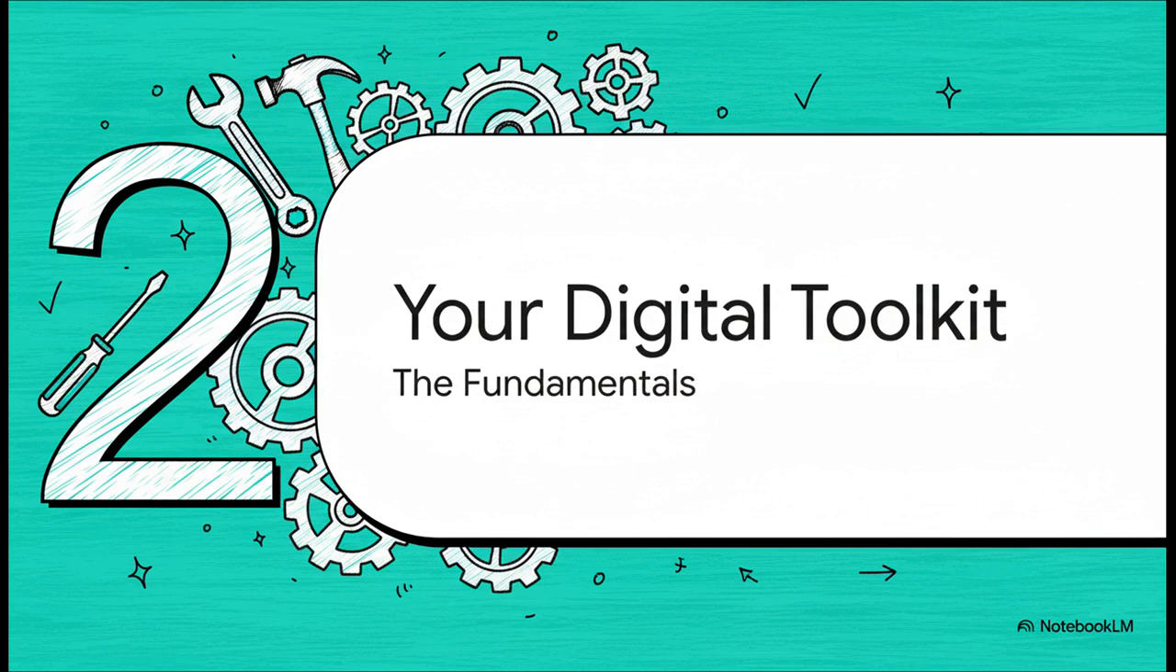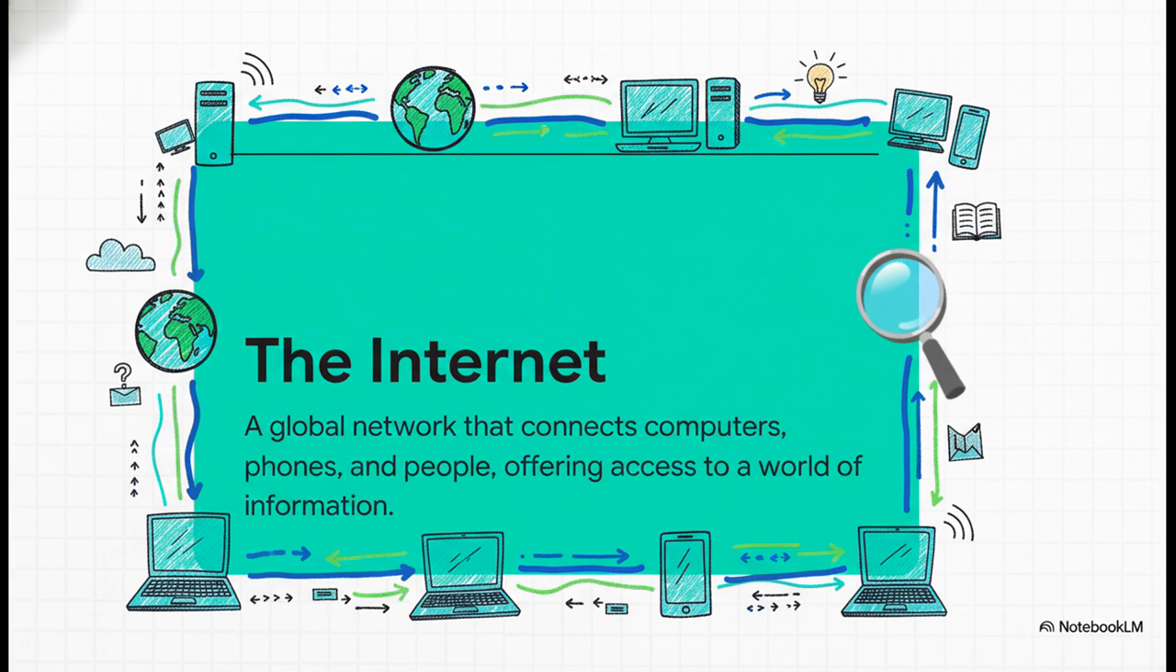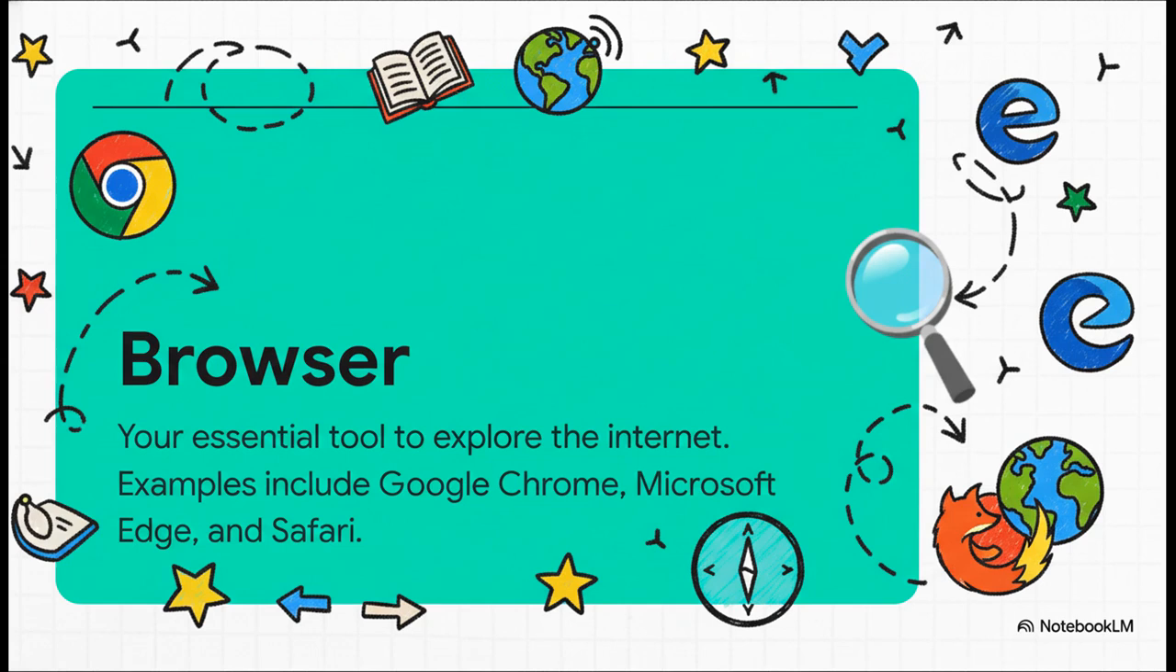Think of it like this. We're opening up your digital toolkit, and we're going to make sure you know exactly what each and every tool is for. First up, the internet itself. So what is it really? It's not some weird abstract cloud. It's a real, massive, global network that connects pretty much all the computers and phones around the world. It's this connection that puts a nearly infinite library of information right at our fingertips. And your key to that giant library is your web browser. Doesn't matter if you use Chrome, Edge, Safari, or Firefox, that piece of software is your vehicle for exploring everything the internet has to offer. It's the first, and honestly, the most important tool in your kit.